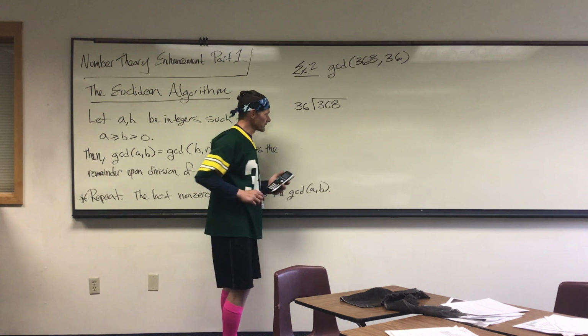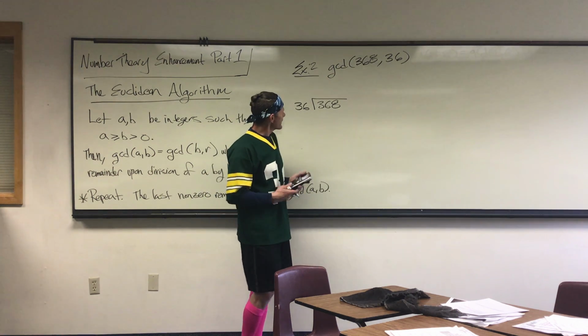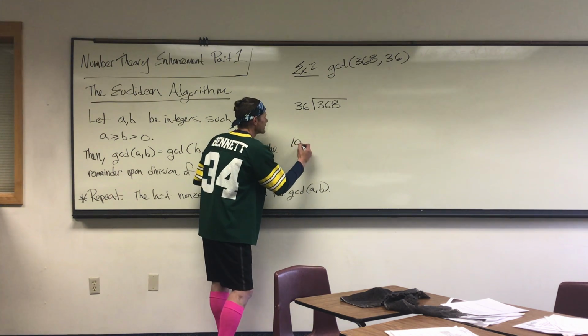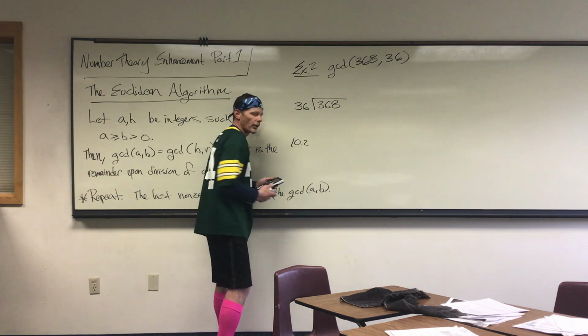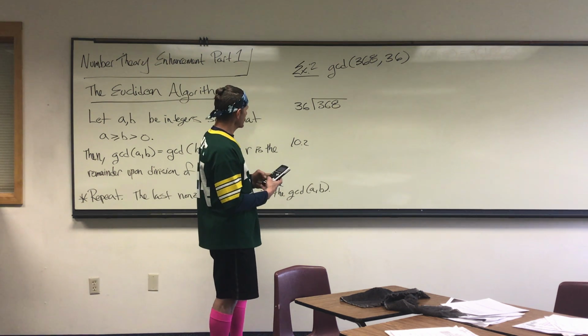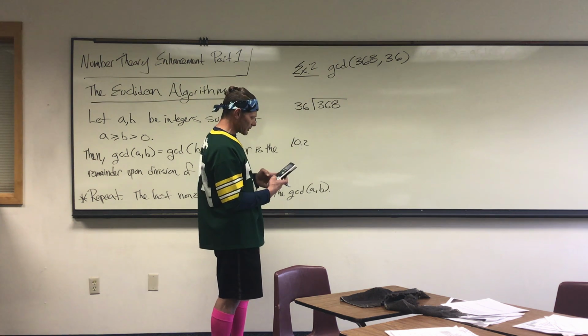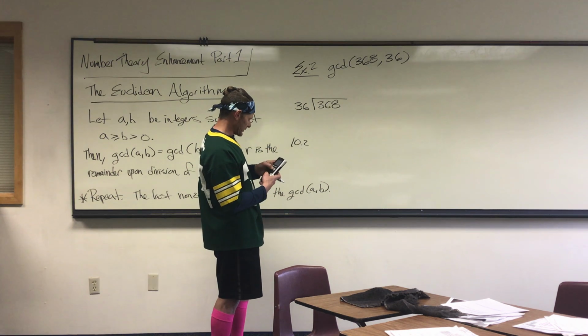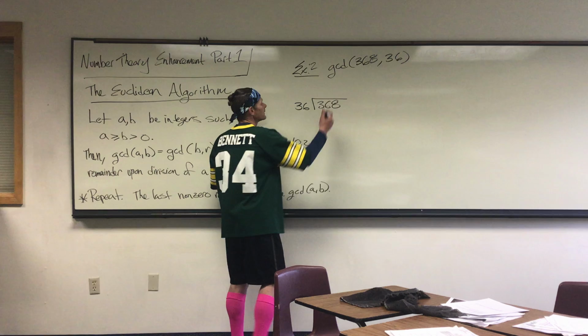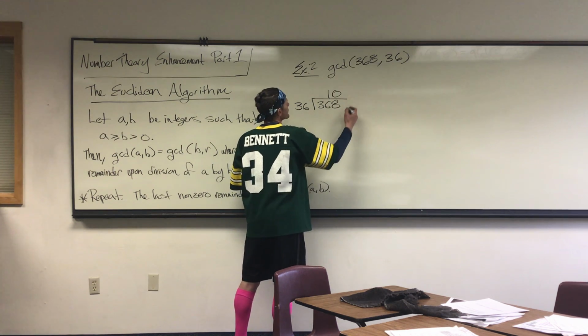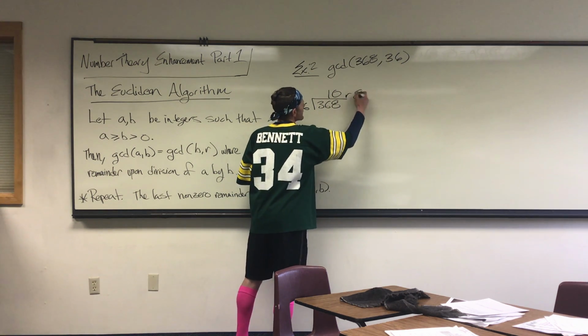This one's maybe a little easy, but what you do then is, since it goes in 10 times and then some more, we're going to take 368 and we're going to subtract 36 10 times. So I'm going to subtract 10 times 36. 368 minus 10 times 36 gives me 8. So it goes in 10 times and I have a remainder of 8.